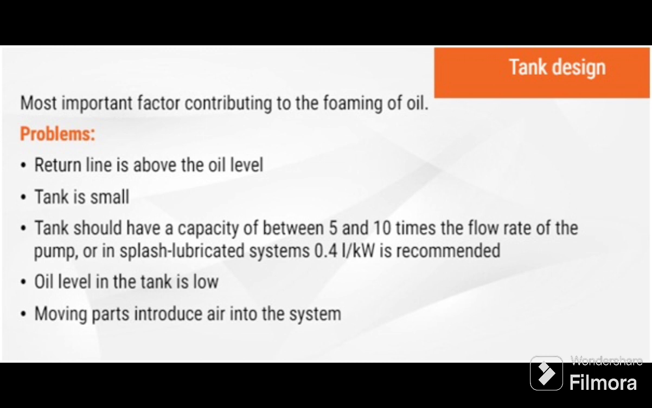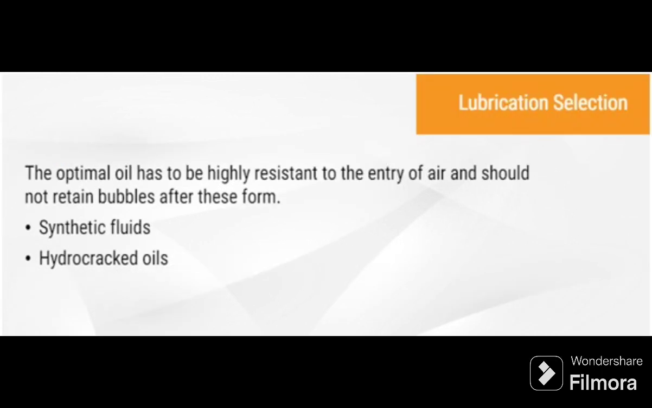Among the main problems are the following: the return line is above the oil level, the tank is small. The tank should have capacity of between 5 to 10 times the flow rate of the pump, or in splashed lubricated systems 0.4 liter per kilowatt is recommended. The oil level in the tank is low, so the moving parts introduce air into the system.